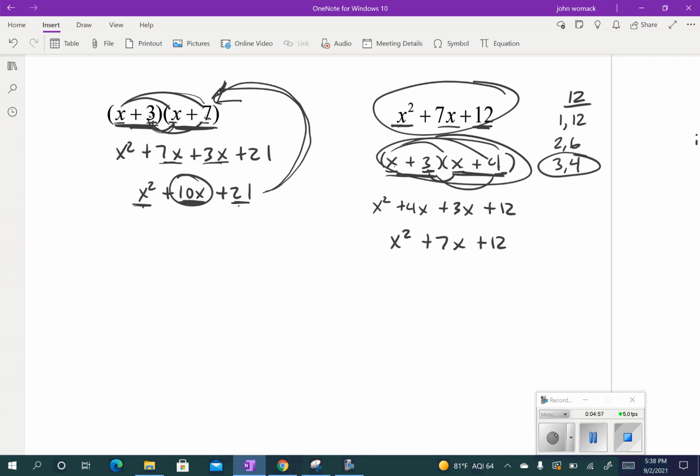So this only works in certain cases, right? When it's a quadratic trinomial. Quadratic, highest power is 2, trinomial, it's got 3 terms. Okay, and that's what we're working on today, factoring quadratic trinomials, and they'll end up being a binomial times a binomial.